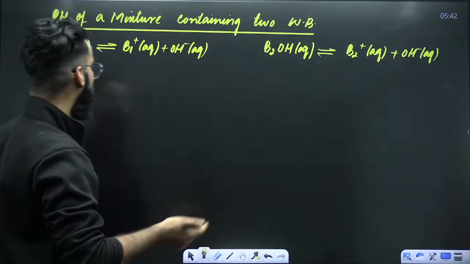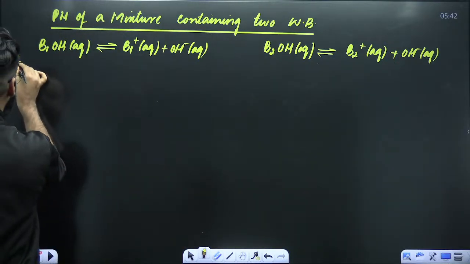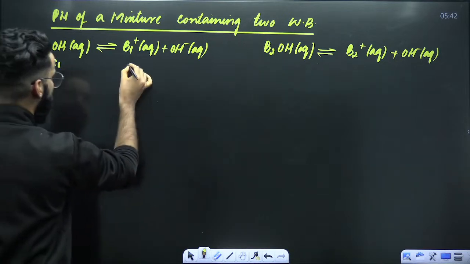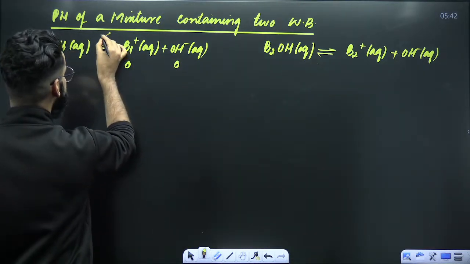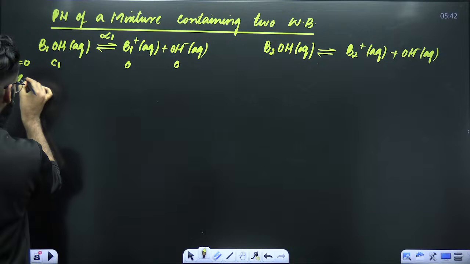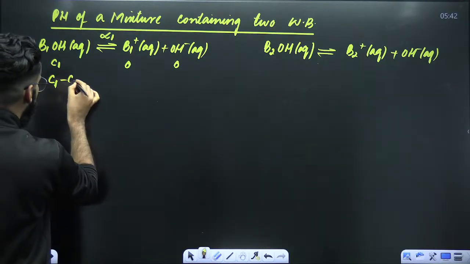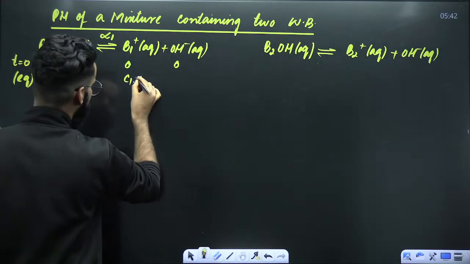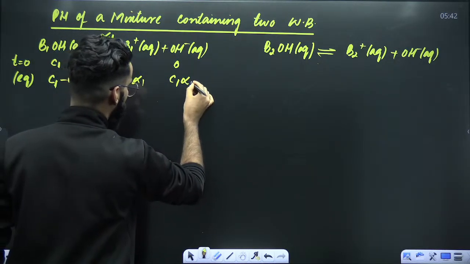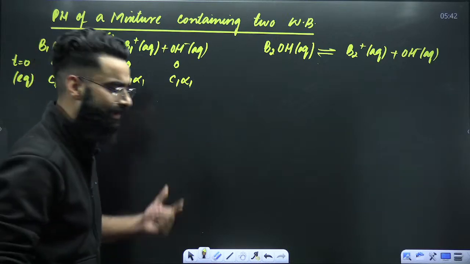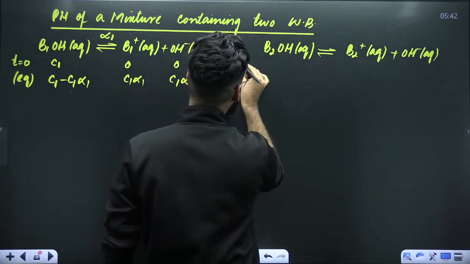Right? Now, we'll follow the same procedure. Let's assume its concentration initially is C1. This is 0. This is 0. Let's assume degree of ionization is alpha 1. So I would say at equilibrium, the concentration of this particular weak base is C1 minus C1 alpha 1. This is going to be C1 alpha 1. This is again going to be C1 alpha 1. Right? In a similar way, let's assume that at t equals 0.